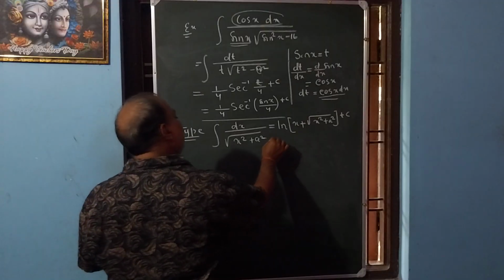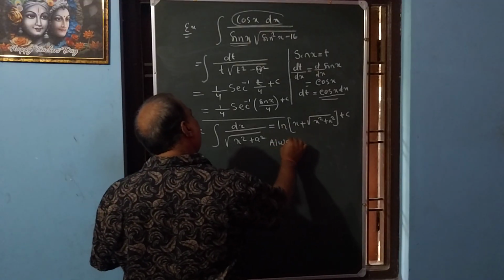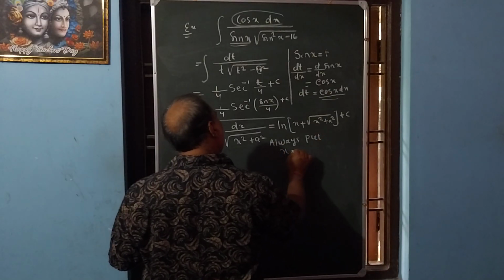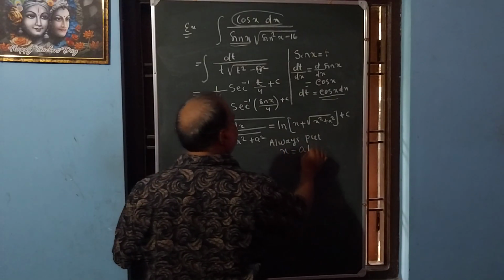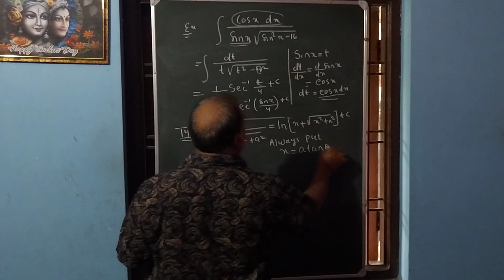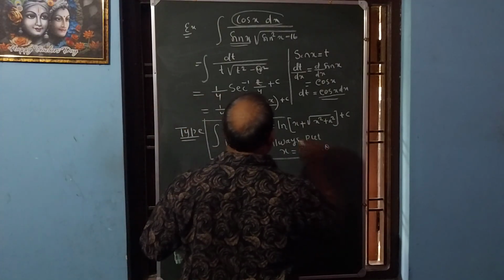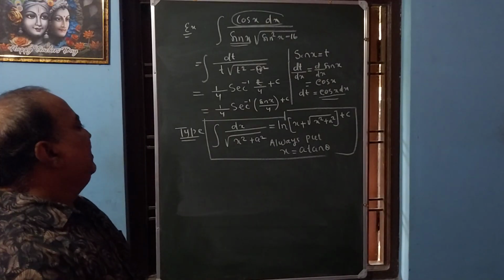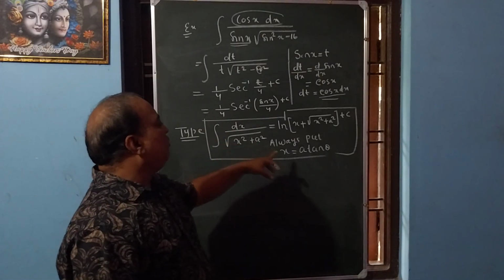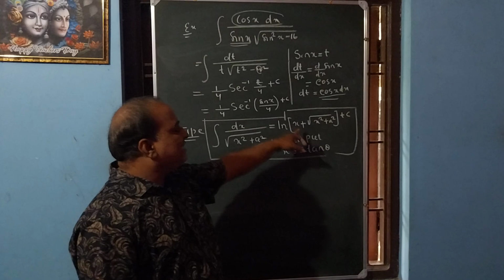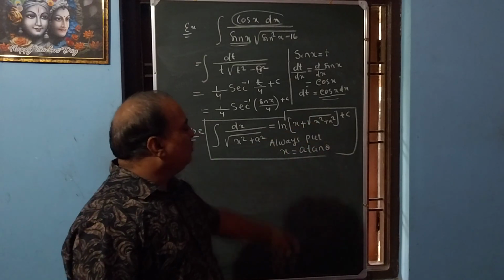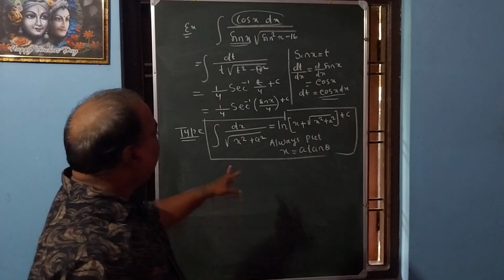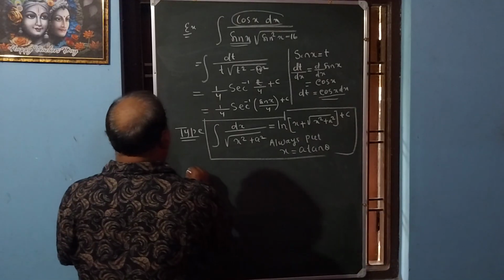Always remember, in this case always put x is equal to a tan theta. The integral of dx upon root over x square plus a square has the formula ln of x plus root over x square plus a square. Always put x is equal to a tan theta. Now we have to prove this formula. Write down the proof.